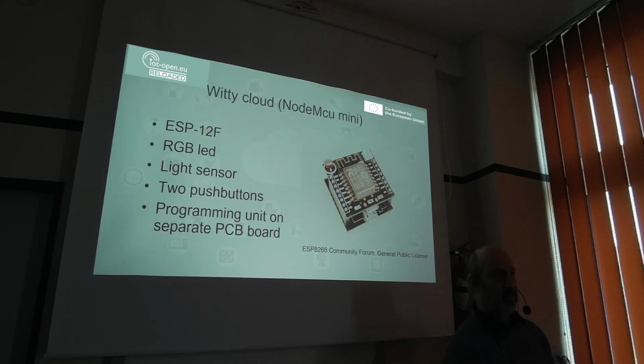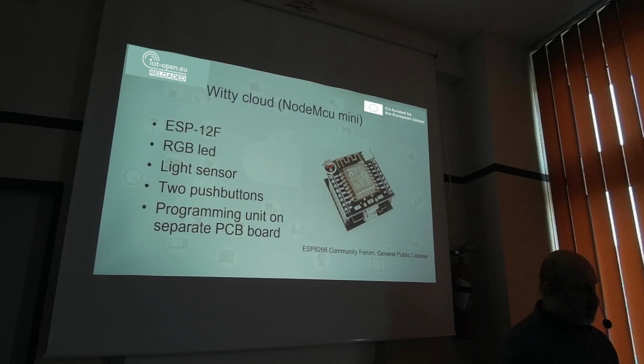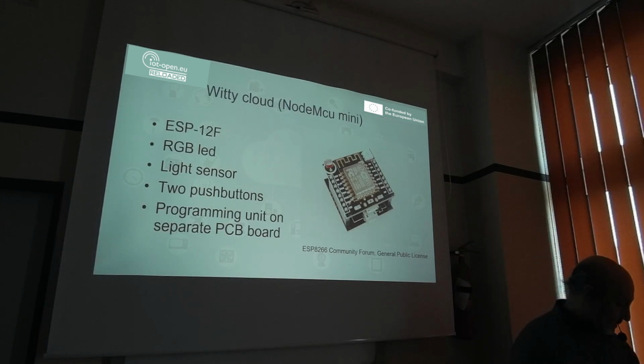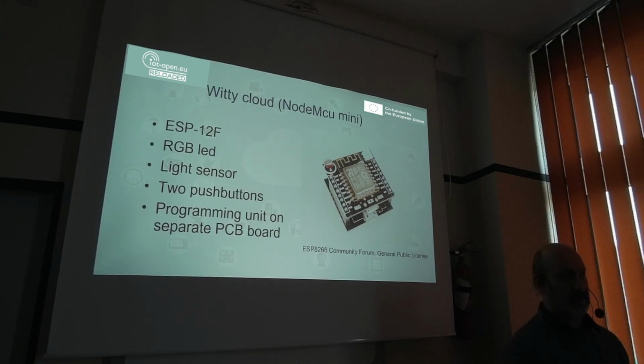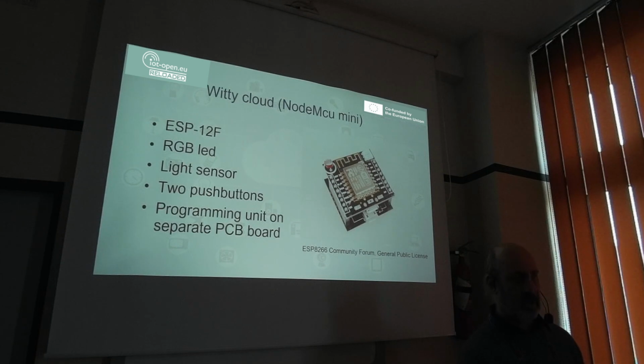Another interesting board is VT Cloud, also made on this ESP8266 micro or system on chip. This has RGB LED here, and we can change the color of this LED, and we have also light sensor here, so we can measure the intensity of the light nearby. It has also 2 push buttons for controlling it, and the lower board here, the bottom board, is the programming unit. So we can plug the programming unit or unplug it and use the VT Cloud board itself.